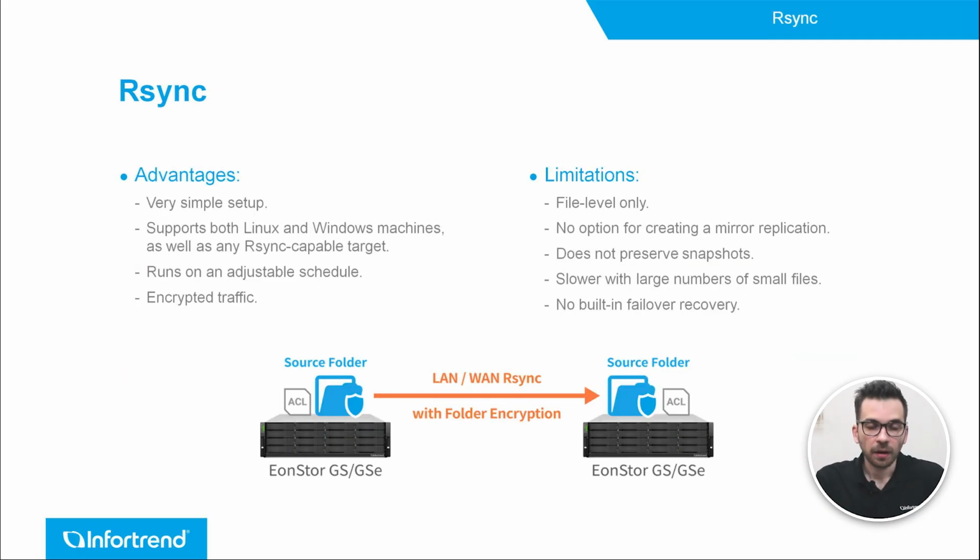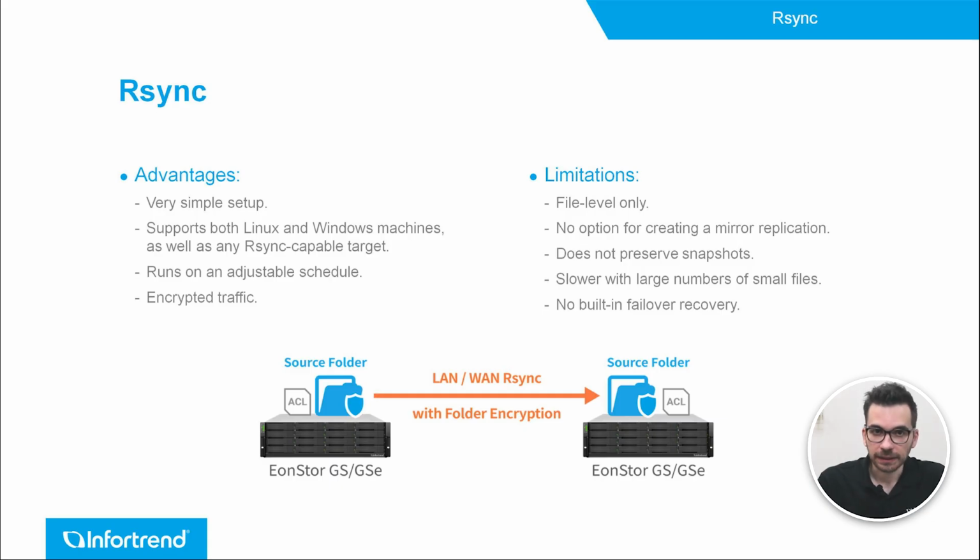The first method, Rsync, works on file-level volumes. Rsync is a protocol supported by the majority of modern systems. This technology has its limitations, in particular throughput, but it is a simple way to replicate your folders hosted on the GS system and does not require any paid licenses. So out of main advantages, we have a very simple setup. It supports both Linux and Windows machines, as well as any other Rsync capable target, runs on an adjustable schedule, and the traffic can be encrypted.